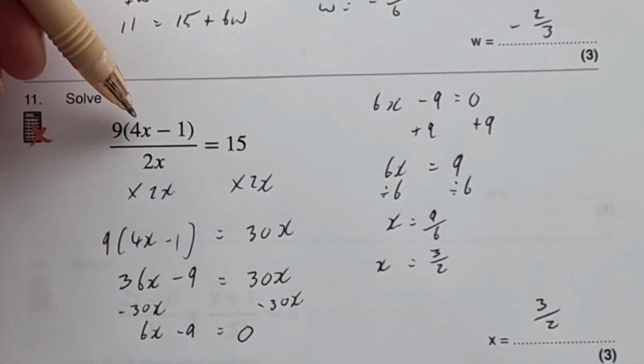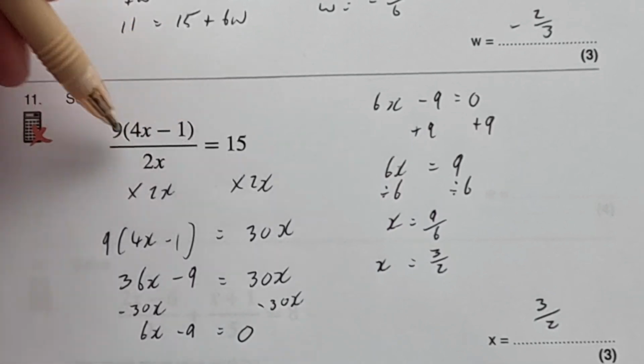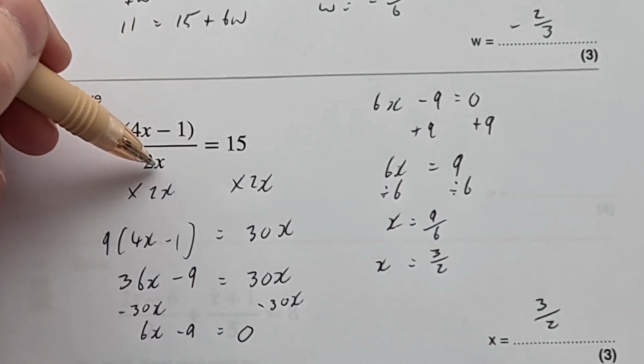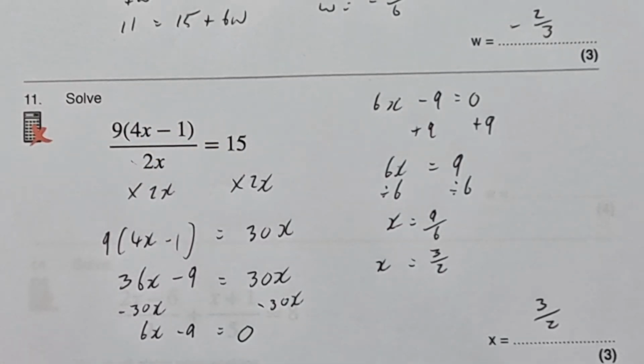And we can check this. 4 times 1.5 is 6, take away 1 is 5, times 9 is 45, so that's 45. 2 times 1.5 is 3, 45 divided by 3 is 15, so we're right. Okay, let's look at our next question, question number 12.